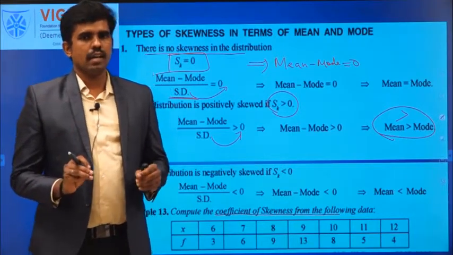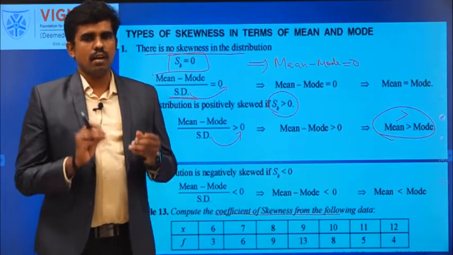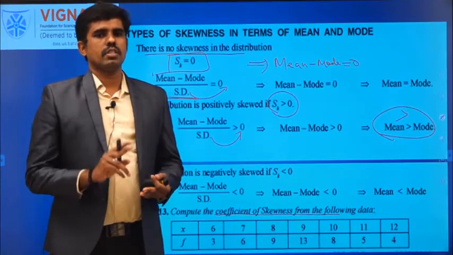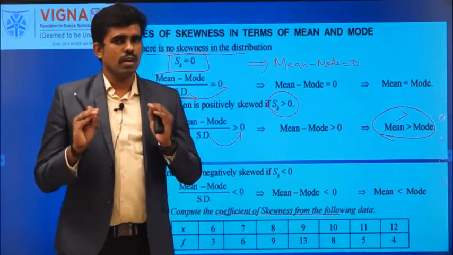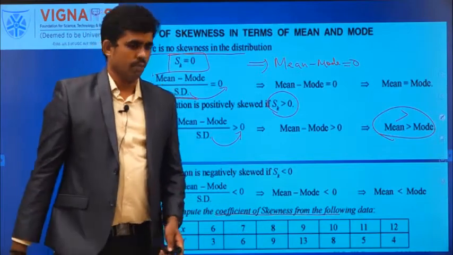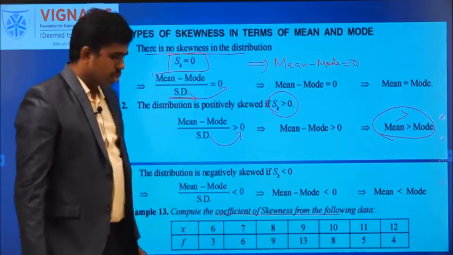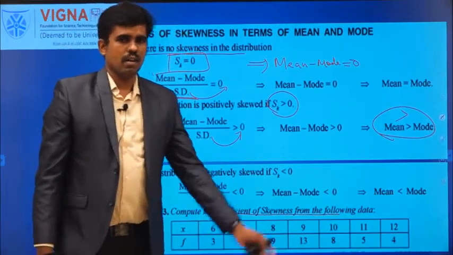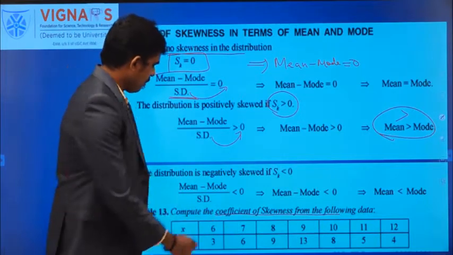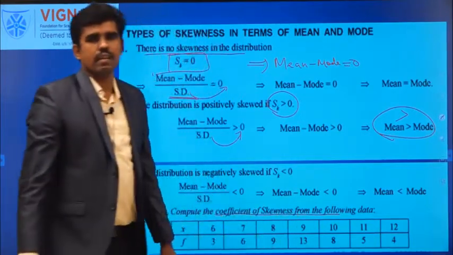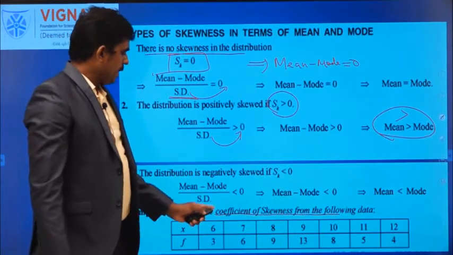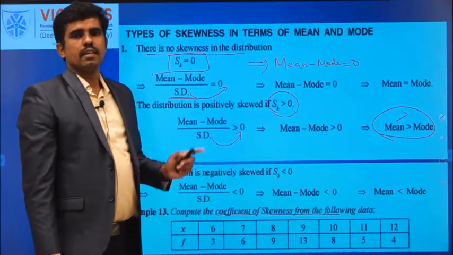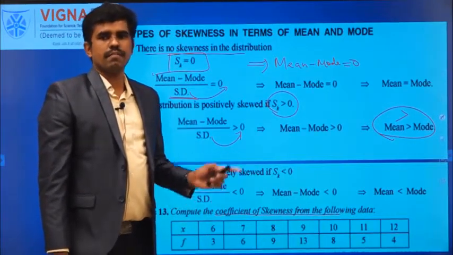For all types of data, you should know how to find all the measurements like mean, median, mode, mean absolute deviation, standard deviation. So first you have to look at which type of data is given to you. This is frequency data, not class interval data or raw data. So x values and f values are given to you. Now I am going to find the skewness value, the Karl Pearson coefficient of skewness.